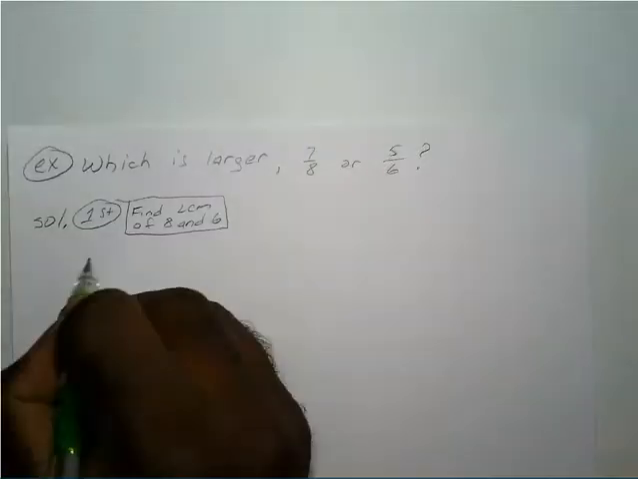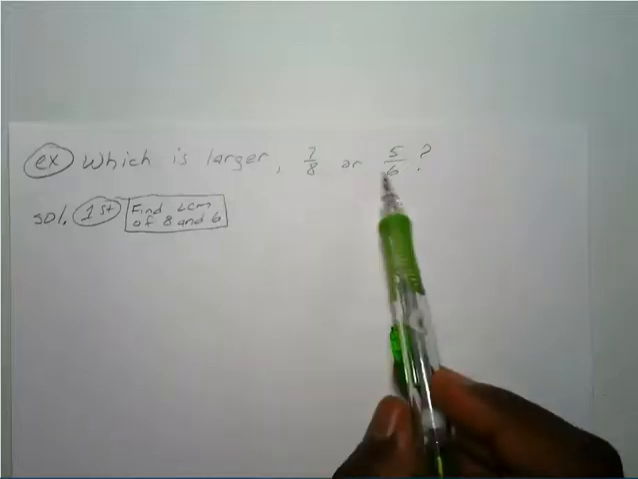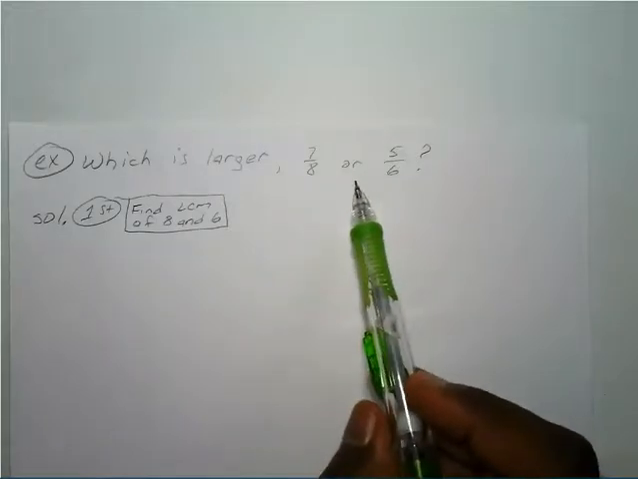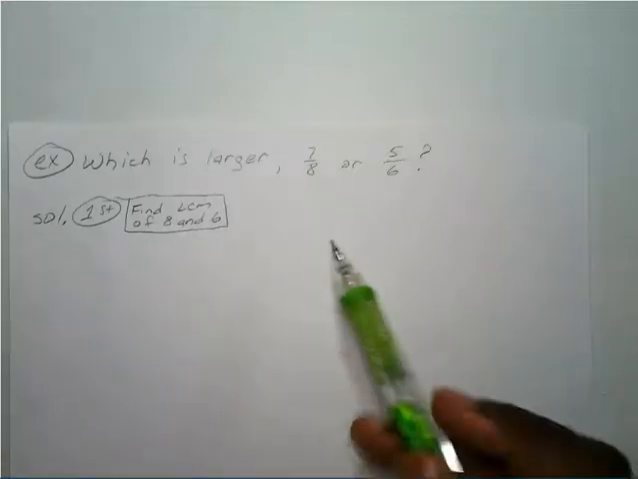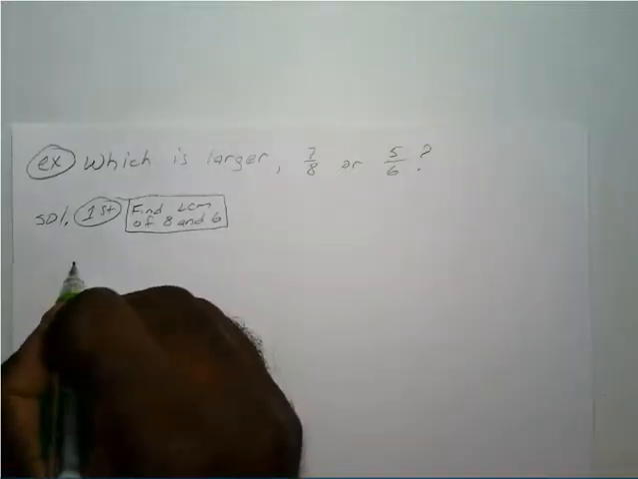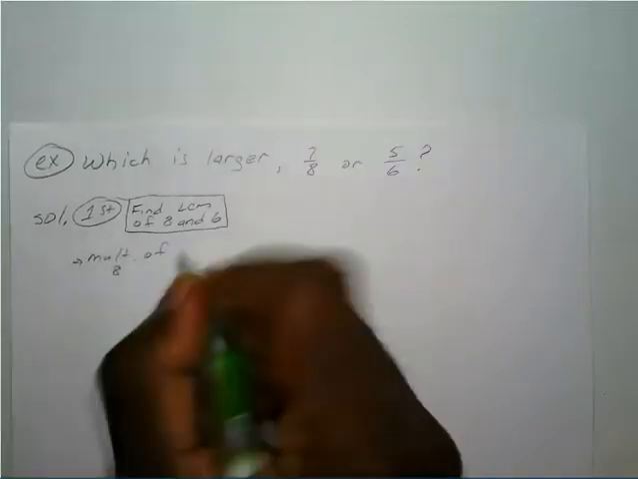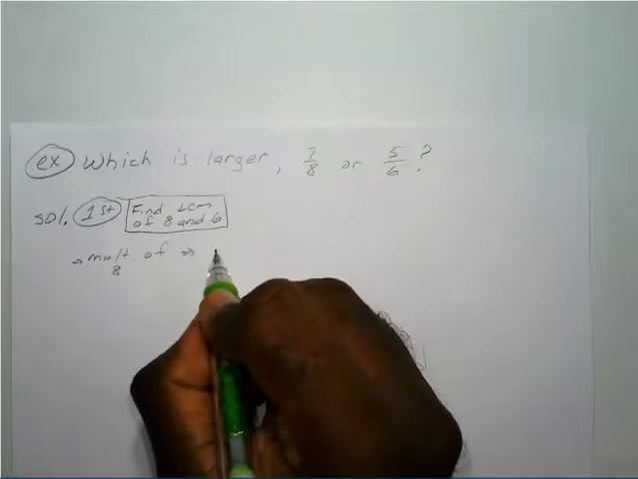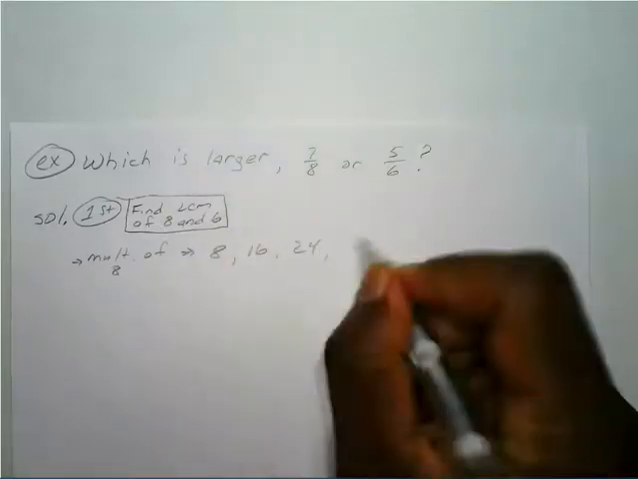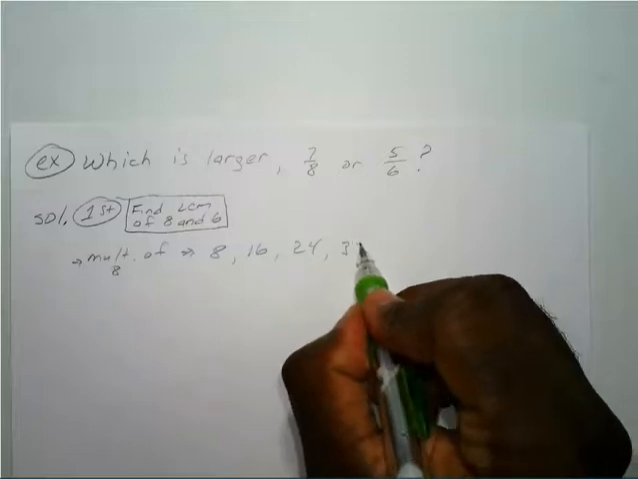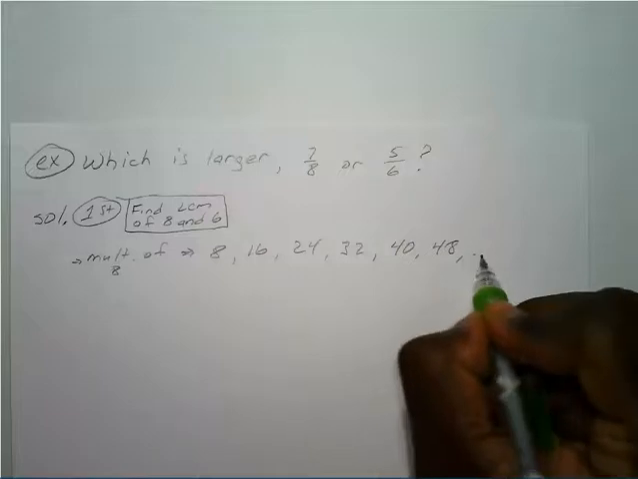Okay. So again, after you do these for a while, you'll be able to kind of look at them and do them in your head. But if you're not at the point where you can do them in your head yet, you can always do this method. So you have your multiples of 8. Remember, 8 times 1, 8 times 2, 8 times 3, 40, 48, and that should be enough.